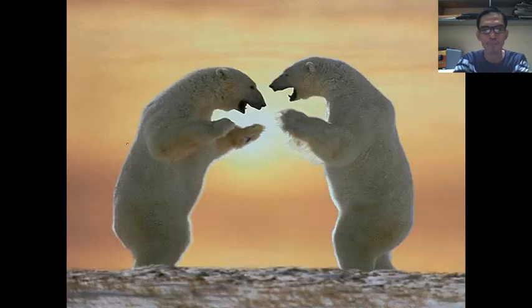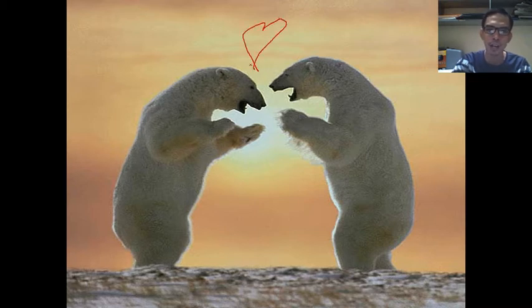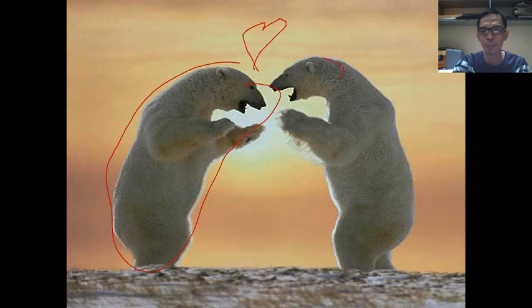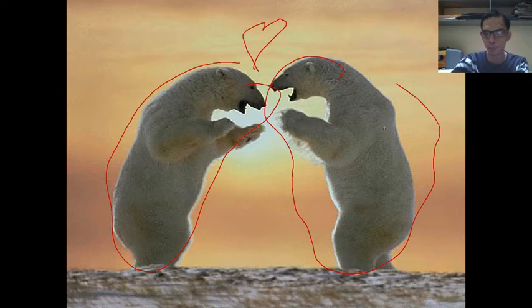Next one is the polar bears. According to some scientists, 100 years from now, polar bears will become extinct due to the accelerating effects of climate change. If there's no sea ice, polar bears will likely not survive in that kind of situation, so they will likely go extinct 100 years from now.